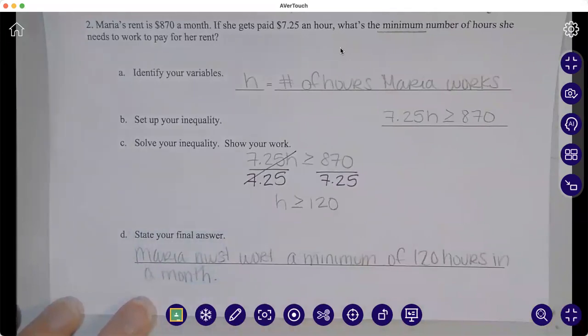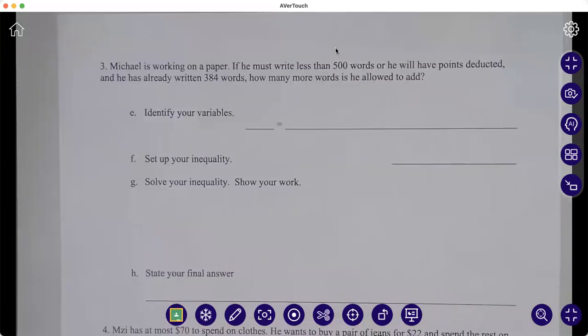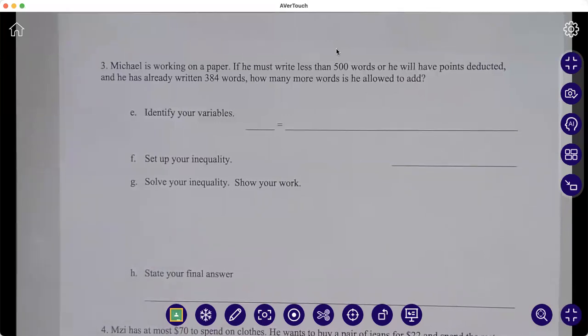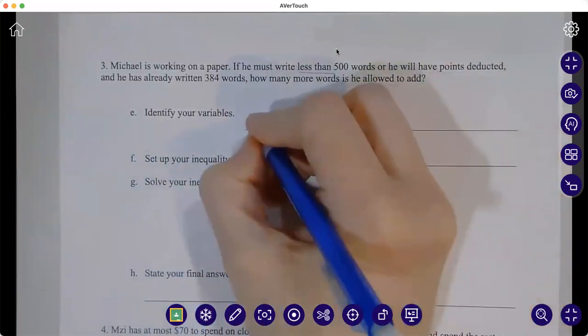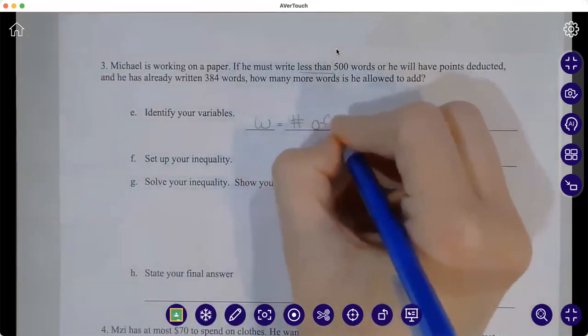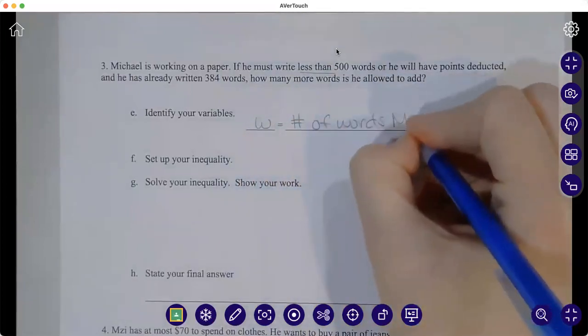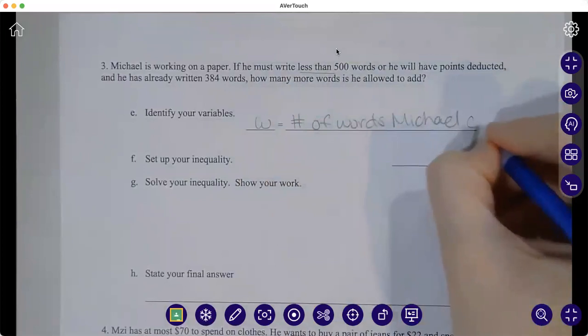Let's go ahead and look at number 3. Okay, number 3, Michael is working on a paper. If he must write less than 500 words, or he will have points deducted, and he has already written 384 words, how many more words is he allowed to add? Okay, so we're considering what he is doing. So it's writing a paper, and we want to know how many more words he's allowed to add. So I'm going to say W is the number of words Michael can add.